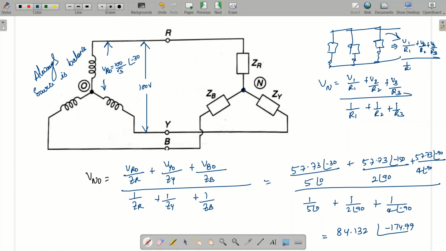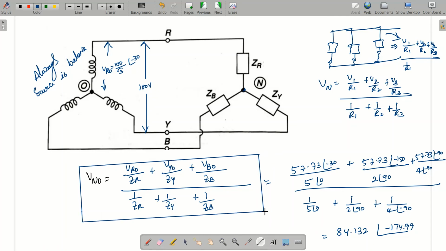Just remember this formula, then it will be easy for you. It is important to solve the problem. If they ask to solve the problem by using Millman's theorem, then you have to solve by this procedure itself. You should not use a star delta transformation. Now, what is the need of finding VNO?